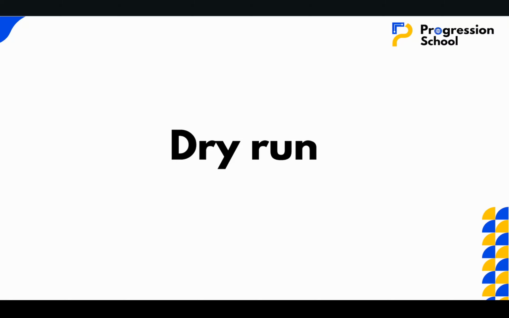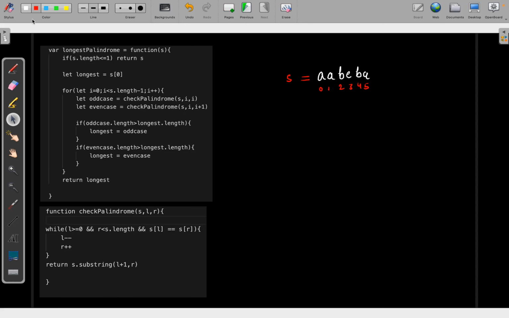In this video, we will see a dry run of the code. So now let's quickly do a dry run of this problem. I have a string S of length 6, so let me say n is 6 here, and I will take one longest. First of all, is my string length less than or equal to 1? No, it's not. So I will come here.